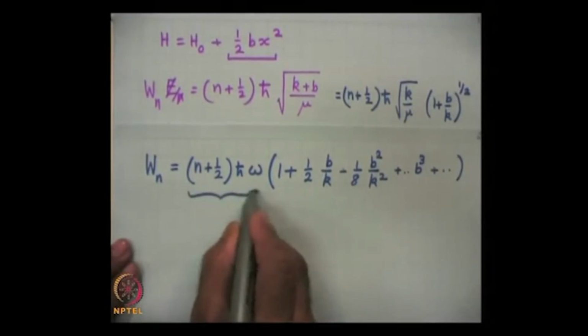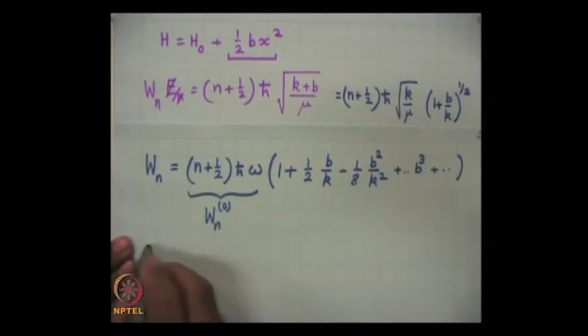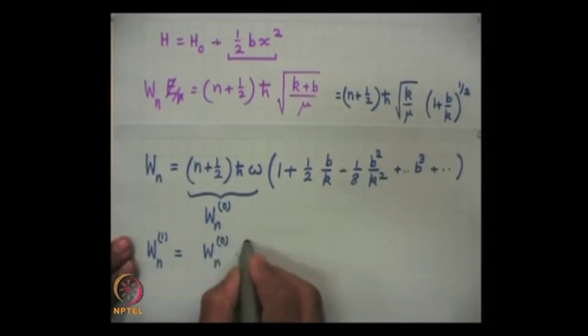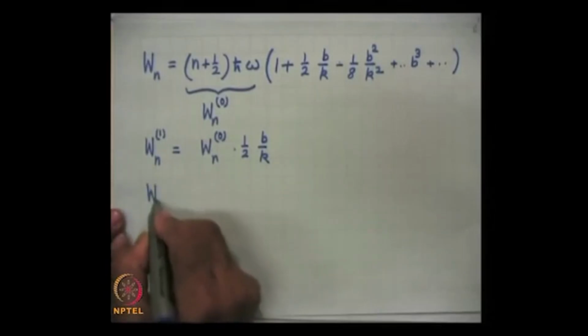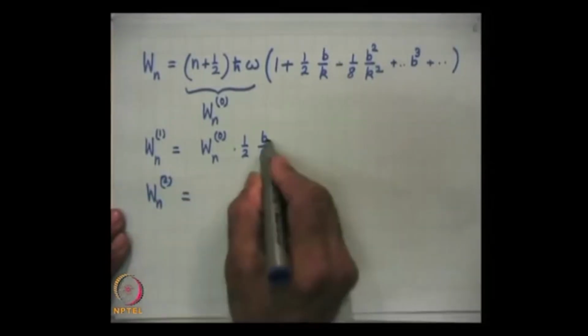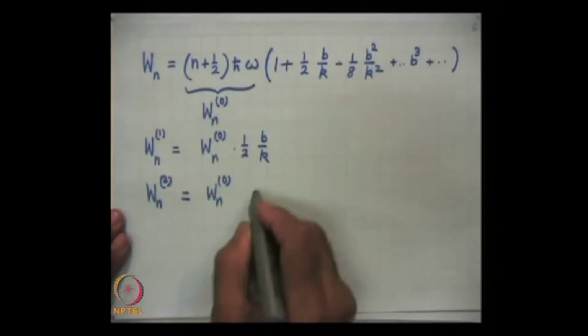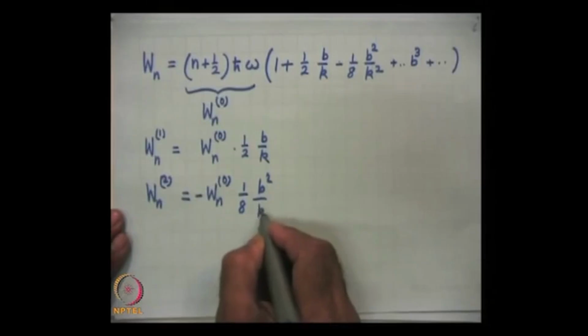And this is w n 0. So, I have w n 1, from this we say that the first term is equal to w n 0 times half b by k, and the second order perturbation can also be found out from there. Here the second order perturbation will be proportional to b square. So, w n 0, which is n plus half h cross omega, with a minus sign 1 by 8 b square by k square.